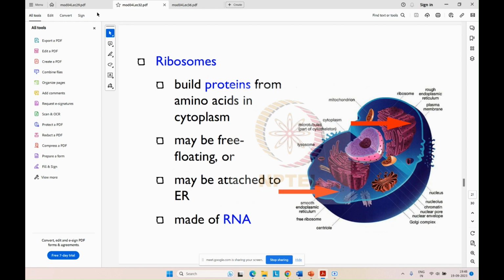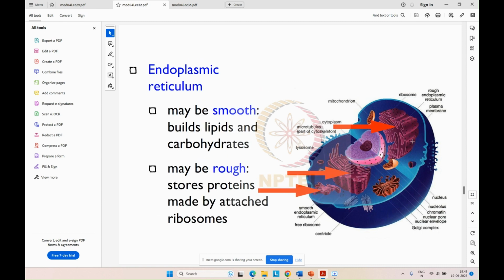Ribosomes can be free floating in the cytoplasm, or they can be associated with the endoplasmic reticulum. When the ribosomes are associated with the endoplasmic reticulum, the surface of the endoplasmic reticulum is rougher, so it's called rough endoplasmic reticulum. And this is made up of RNA.